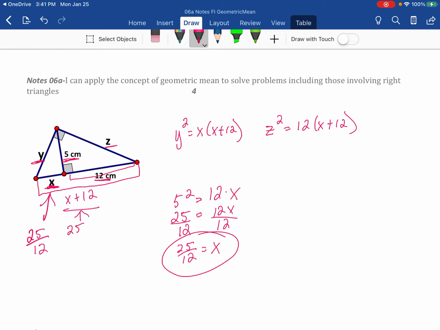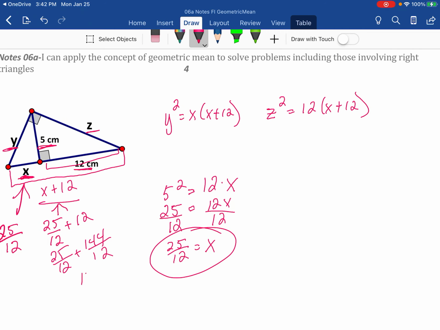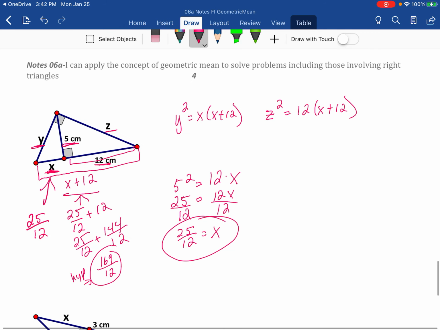So x plus 12, my whole hypotenuse, is going to be 25 twelfths plus 12, which is 25 twelfths plus 144 twelfths, because 12 is 144 twelfths, which is 169 twelfths. And that right there is my hypotenuse.